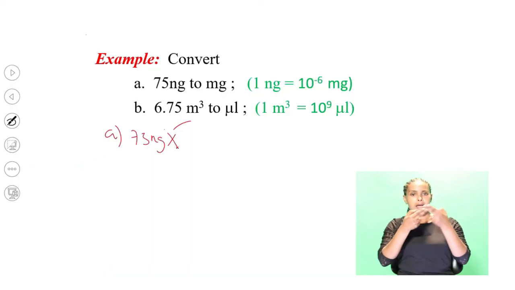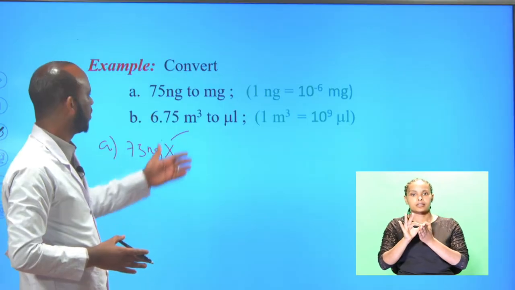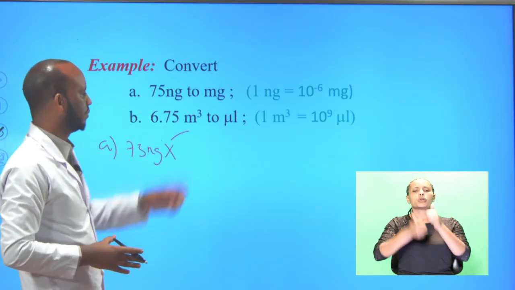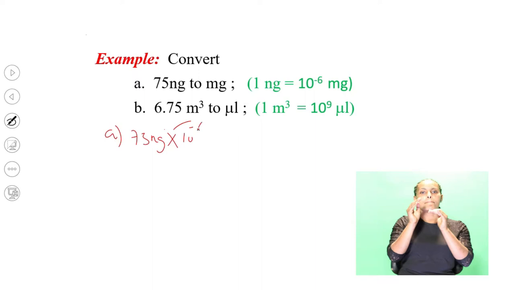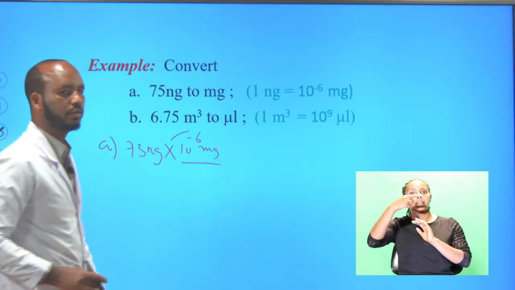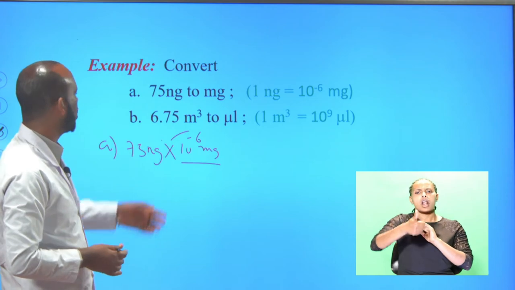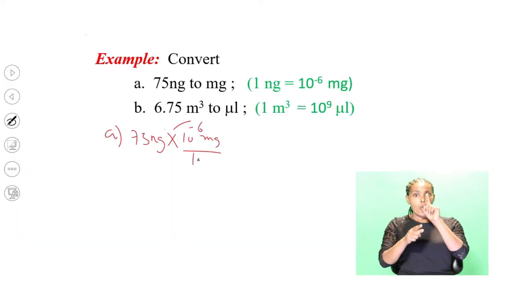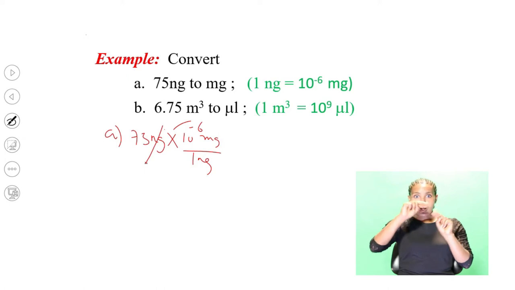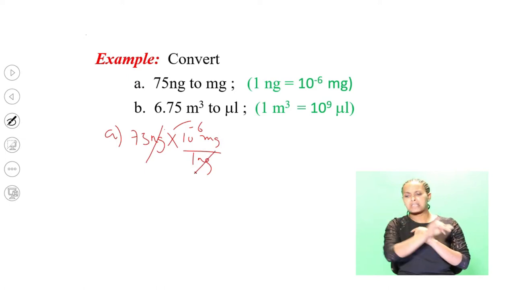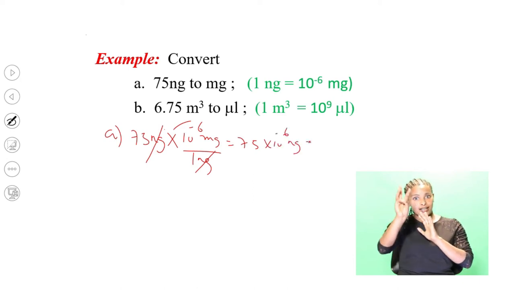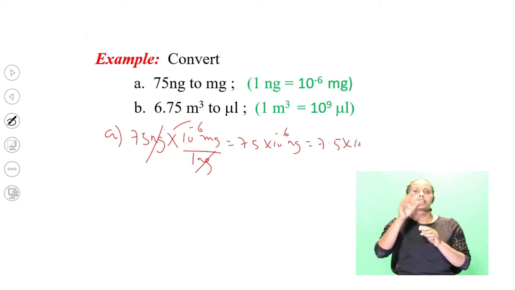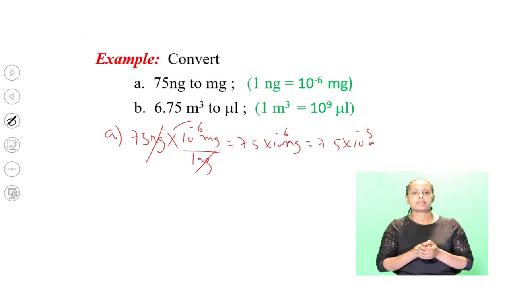75 nanogram times quantity of desired, which is milligram. Unit of desired quantity is 10 raised to minus 6 milligram divided by unit of original quantity, which is nanogram, 1 nanogram. Nanogram will be cancelled by nanogram. Now this is the same as 75 times 10 raised to minus 6 milligram. We can write this as 7.5 times 10 raised to minus 5 milligram.